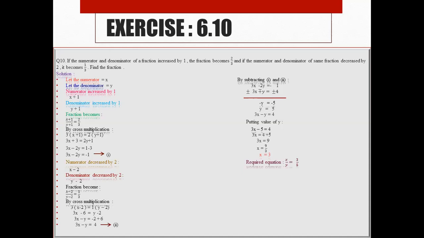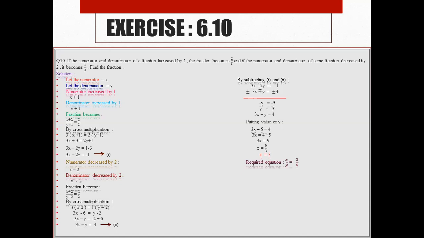By mistake, I wrote 1 here. It will be 2y plus 2. 3x plus 3 is equal to 2y plus 2. Again, we arrange the variables. 3x minus 2y is equal to 2 minus 3, which is equal to minus 1. 3x minus 2y is equal to minus 1. This is our equation 1.